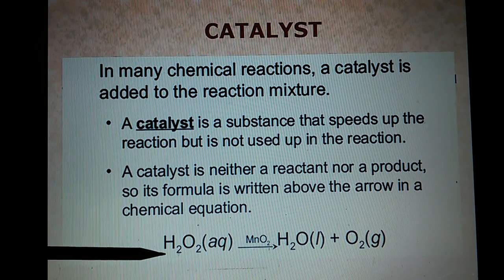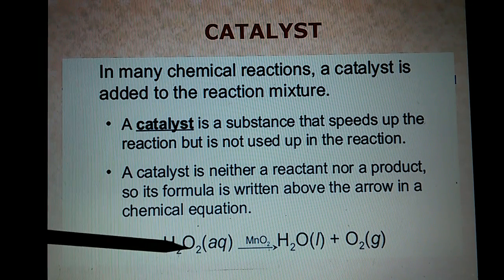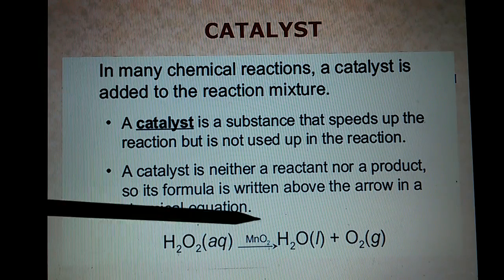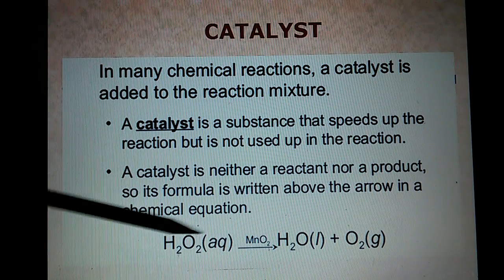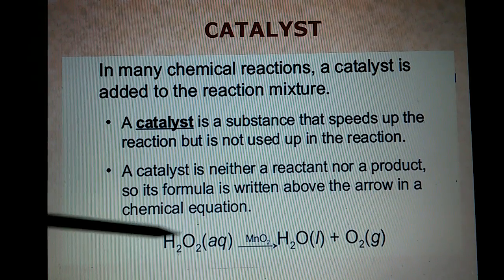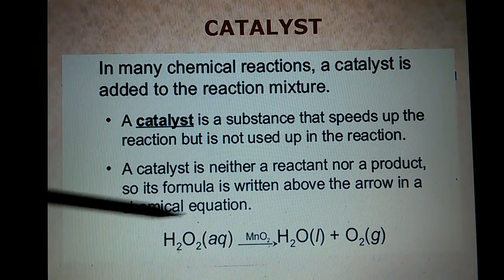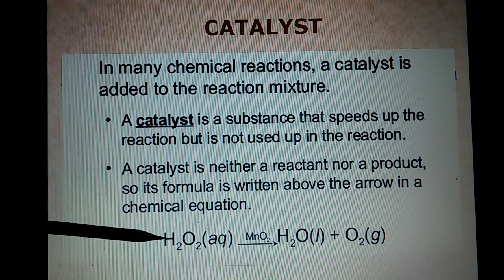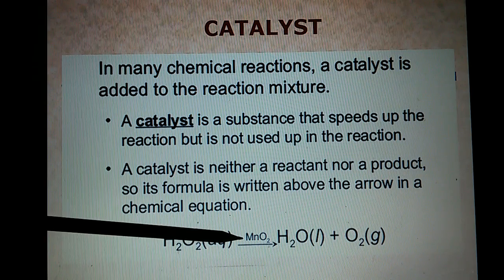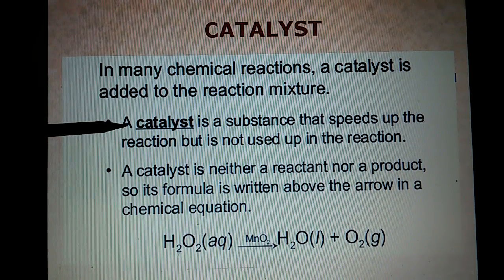H2O2 is one of the compounds which is known as hydrogen peroxide. This compound produces two chemicals, H2O water and O2. This H2O2 is known as the reactant, and after the arrowhead you will find the two products. On the arrow you will find MnO2. This MnO2 is actually a catalyst.